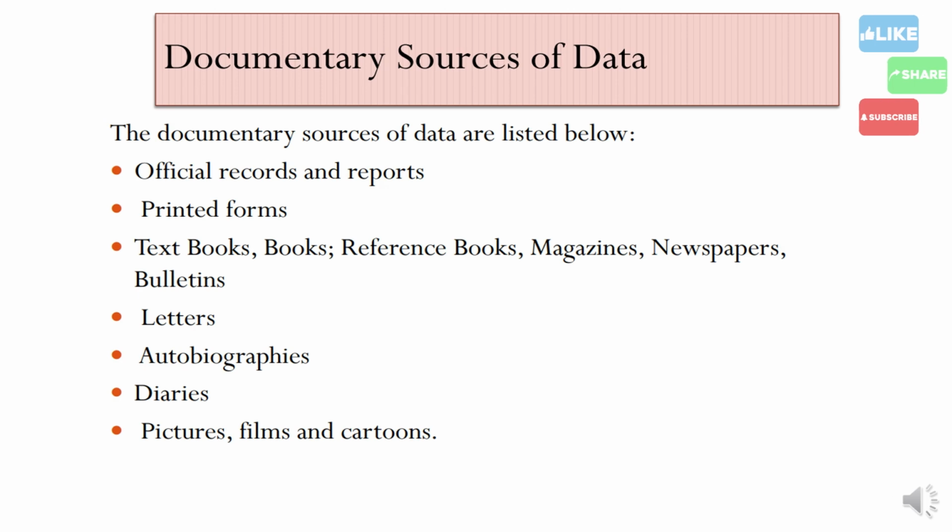Now the other type is documentary sources of data. The documentary sources of data are listed below: official records and reports. The second is printed forms like newspapers. The third is textbooks, reference books, magazines, newspapers, bulletins, letters, autobiographies, diaries, pictures, films, and cartoons. All these are documentary sources.